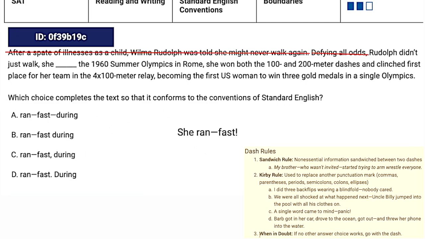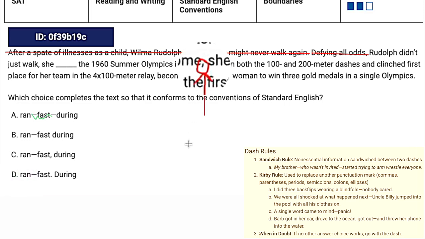So A is basically saying that we have one of those sandwiches, right? So how do we test that? Between the dashes, we should have non-essential information. We were just talking about how we kind of want to emphasize the word fast, so that doesn't seem likely, but let's just see what it sounds like. If we get rid of the word fast, we have Rudolph didn't just walk, she ran during the 1960 Summer Olympics in Rome. She won both the 100. Okay, so there's an issue there. The way that I just read it, we have a comma splice. That comma right there is separating 2 independent clauses if we read it the way that A claims it's going to go. So we would get rid of A.